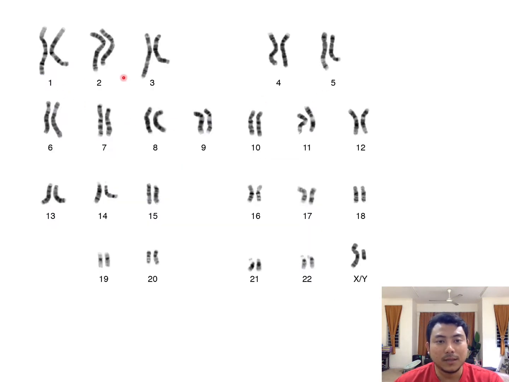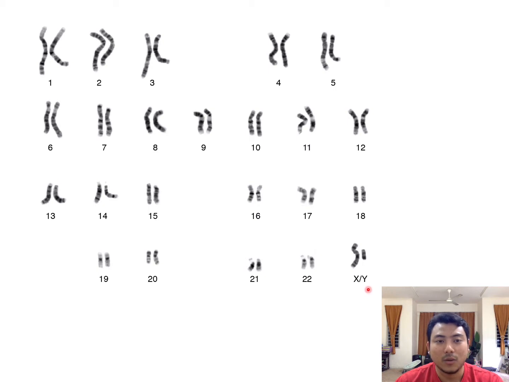Okay, this diagram shows you a human karyotype. What is meant by human karyotype? It is the total number of chromosomes in the nucleus of a cell. This one is a human cell because in total there are 46 chromosomes and they are arranged in 23 pairs. So we have from pair number 1 until pair number 22, and the 23rd pair is the X and Y.